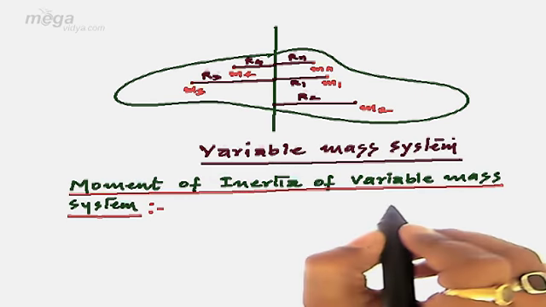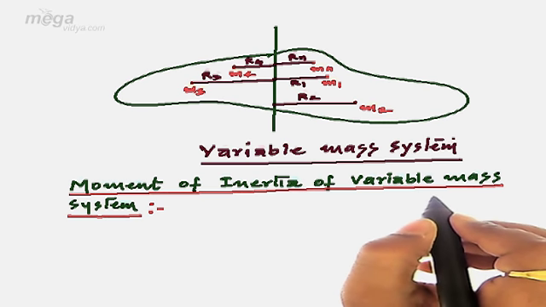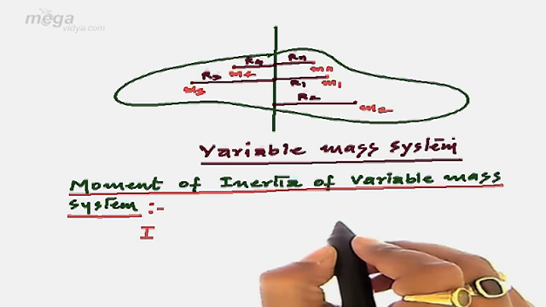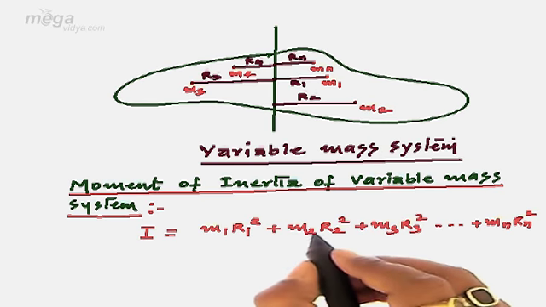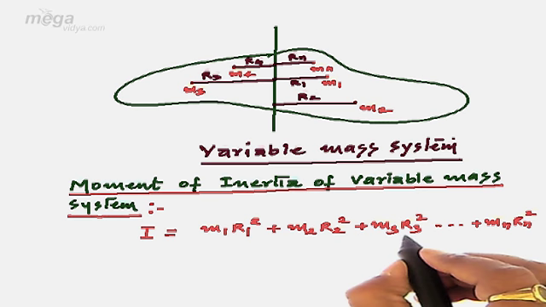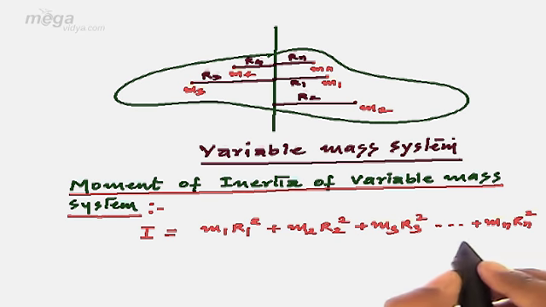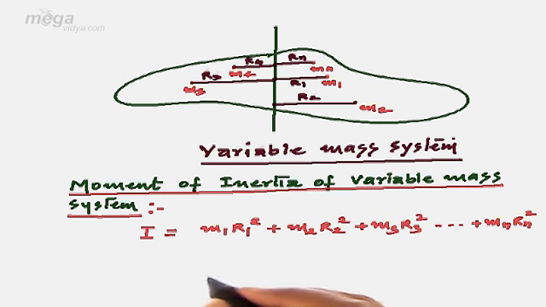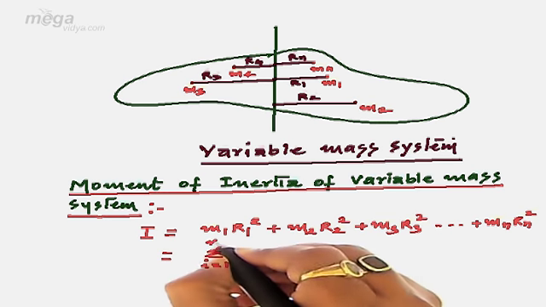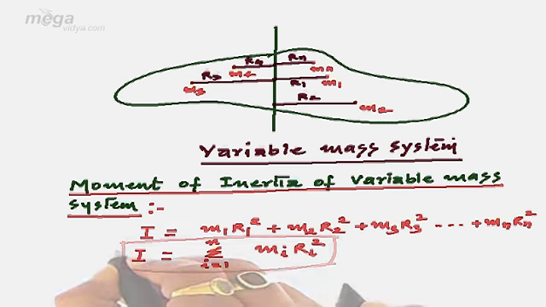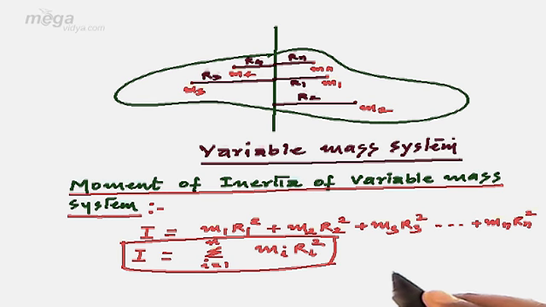Now we are going to calculate the moment of inertia of a variable mass system. For a variable mass system, the moment of inertia I is given by m1 r1 square, where m1 is the mass of that particle and r1 is the distance of that particle from the axis of rotation, plus m2 r2 square, m3 r3 square, going on to mn rn square. We are taking the sum of individual moments. Let us consider an ith particle. The summation can be taken, I is equal to the summation from i equal to 1 to n of mi ri square.